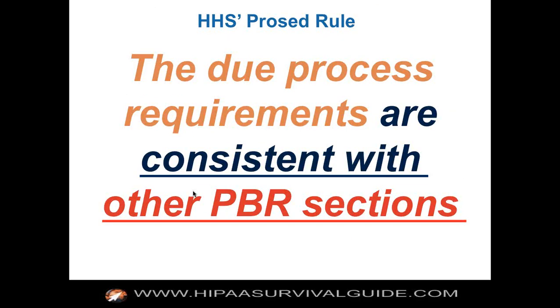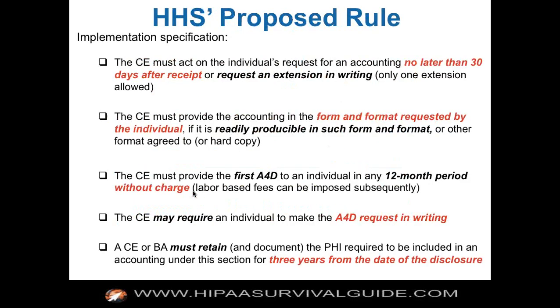The due process requirements are consistent with other PBR sections. So this, actually I think they shortened it, no later than 30 days after receipt, okay? The existing rule was 60 days. So the form and format is as requested by the individual, and the first accounting for disclosures in a 12-month period is without charge. You can ask for the request in writing. These are similar to other patients' bill of rights due process, and they go with 3 years instead of six.